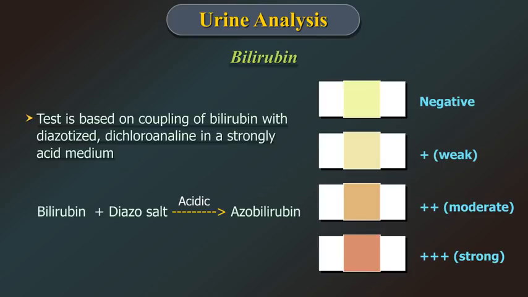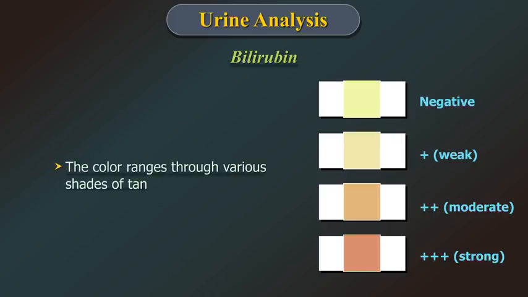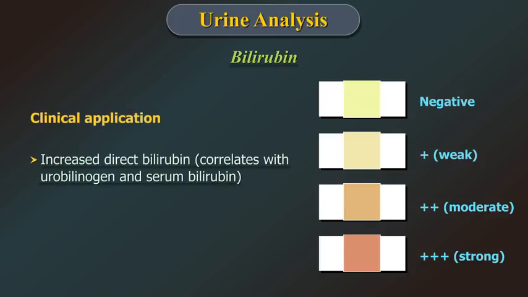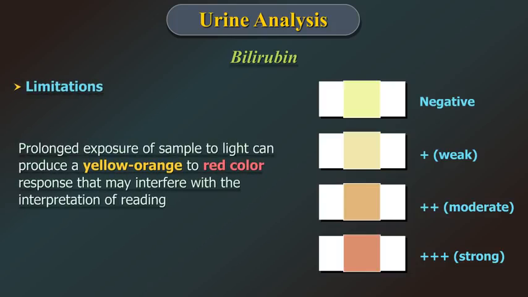Bilirubin. The test is based on coupling of bilirubin with diazotized dichloraniline in a strongly acidic medium. The color ranges through various shades of tan. Clinical application is for detecting increased direct bilirubin, which correlates with urobilinogen and serum bilirubin levels. The limitations include prolonged exposure of sample to light can produce a yellow-orange to red color response, which can interfere with the interpretation of results.